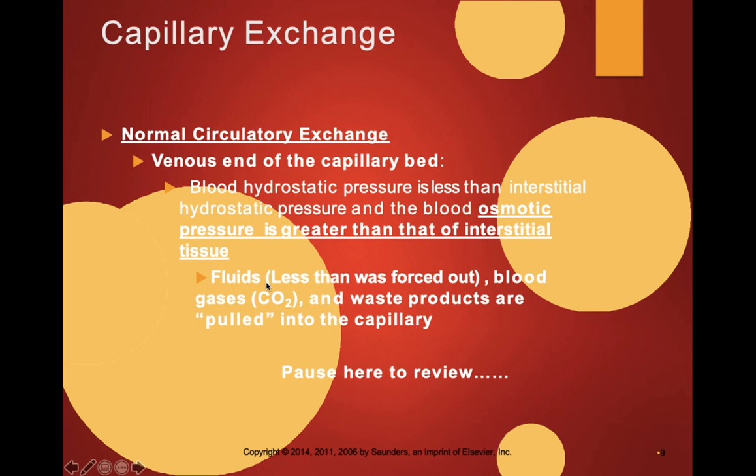Okay, the fluids, not all of the fluid, right? It's not all of the fluid that was pushed out at the arterial end that is pulled back in. It doesn't work that way. It's always less. Less fluid is actually pulled back in than was forced out in the first place, right?